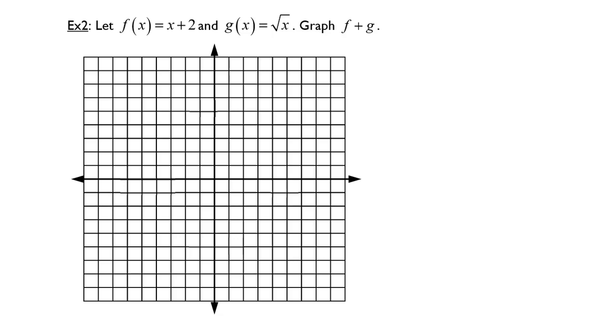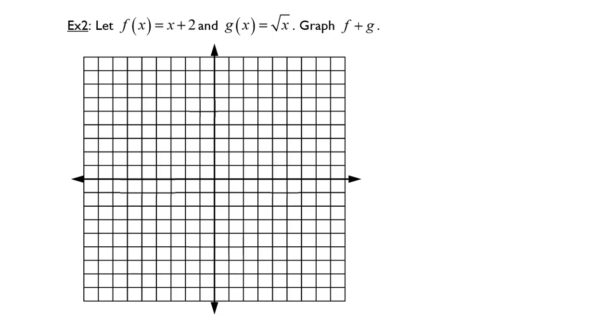Welcome back to part 2 on composition of functions. We're going to look at example 2, which says let f of x equal x plus 2 and g of x equal the square root of x. We need to graph f plus g. Now, the way I like to do this is graph the two functions and then add the outputs together.